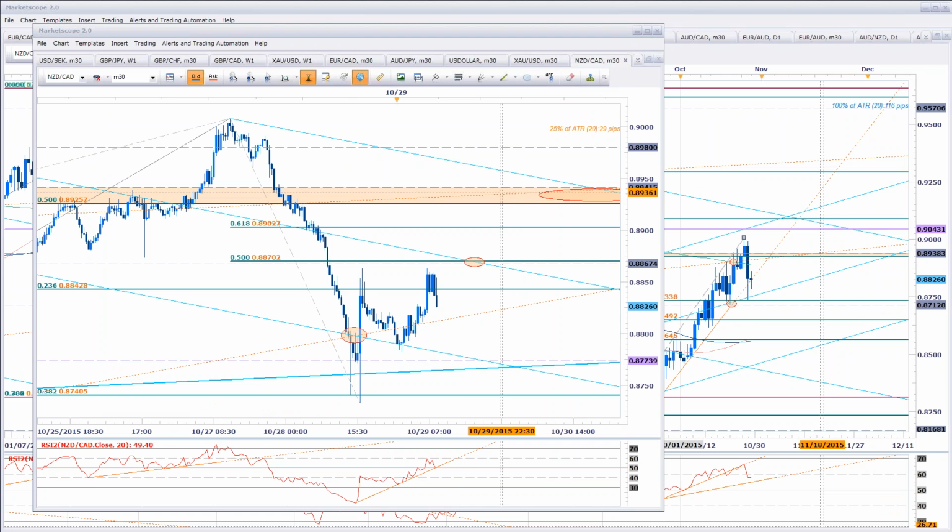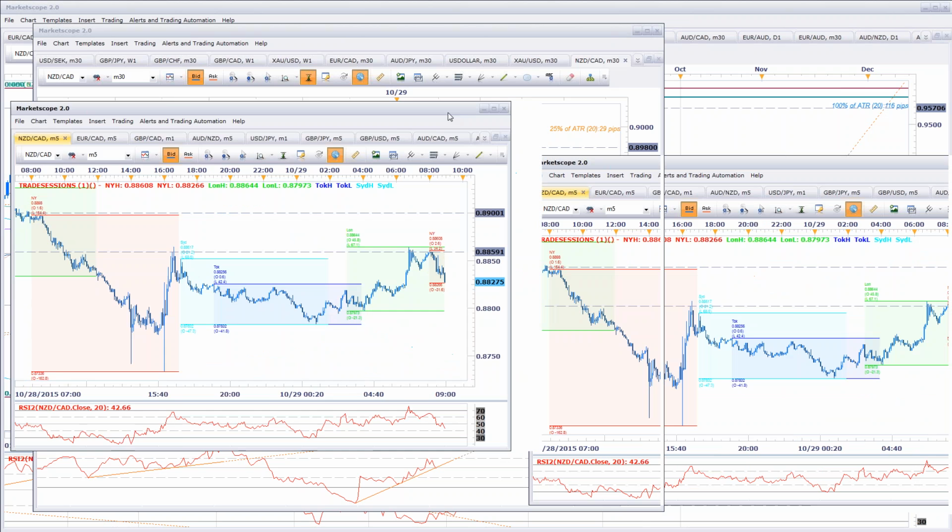Graham says, Kiwi CAD just missed a 5-minute trigger against 88.60. Yes, he did. Yeah, I'm watching it too. Here's the trigger he's talking about.